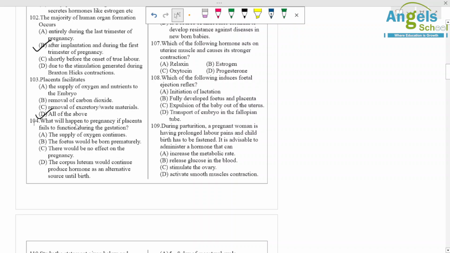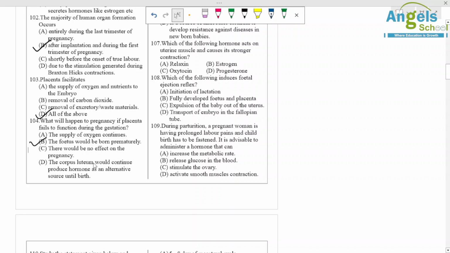Question number 104. What will happen to pregnancy if placenta fails to function during gestation? The oxygen supply continues, so that does not happen. Fetus would be born premature, so this is the correct option. If placenta fails to function, the baby or the fetus is immediately born, or comes out from the uterus, so it may be prematurely born.